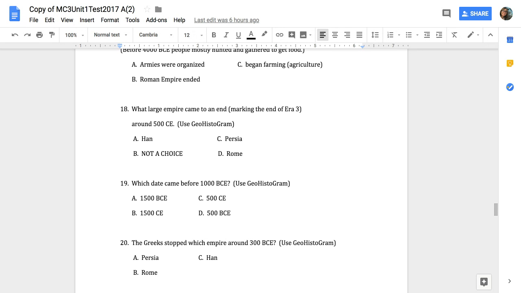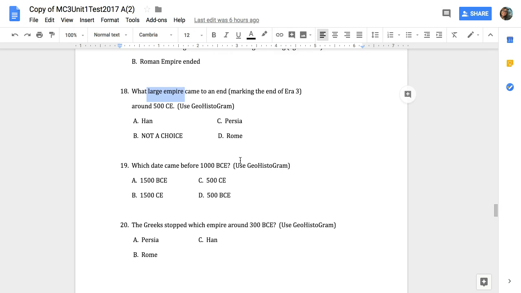Number 18, what large empire came to an end, marking the end of Era 3 around 500 CE? You can use the geohistogram for this. I would recommend it. So I would go find 500 CE, and I would try to see which large blob you don't see anymore. Like it's just done. It doesn't continue on. A, the Han, C, the Persian, or D, Roman.